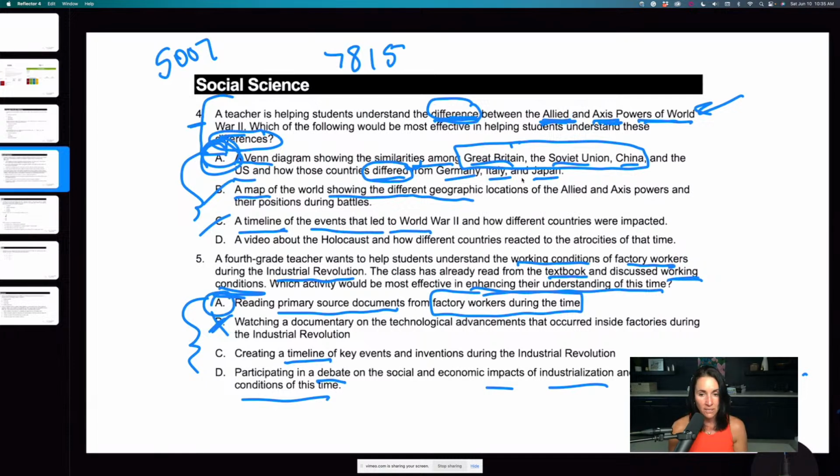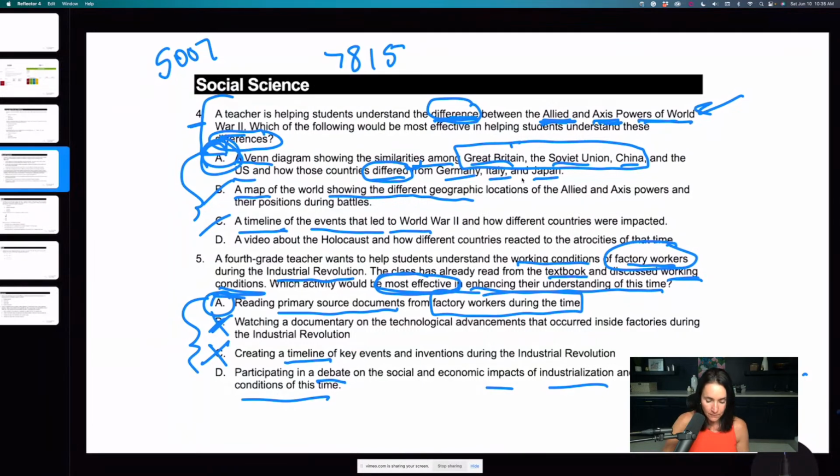Let's go back and discredit. See, a timeline of key events and inventions, unrelated. They're always going to have an unrelated answer there. And D, participating in a debate on the social and economic impacts of industrialization and working conditions. You might say, well, that one's good too, but it says, what would be the most effective? You're going to see this in the questions. What's the most effective? Well, taking a primary source document from a factory worker is going to be most effective here because we have the word factory workers right here in the question. So make sure you can pull out those nuances.